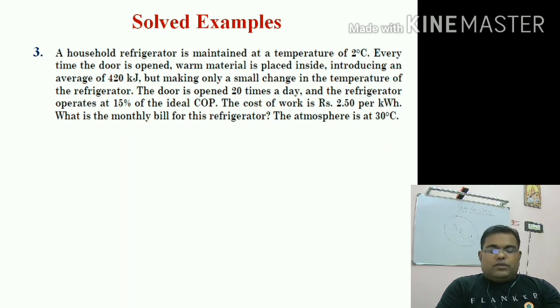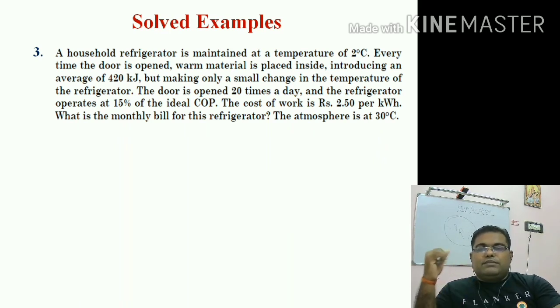Take the next problem. With this, we are closing our discussion for today. A household refrigerator is maintained at a temperature of 2 degrees C. Every time the door is opened and warm material is placed inside, introducing an average of 420 kilojoule of heat, but making only a small change in temperature of the refrigerator.